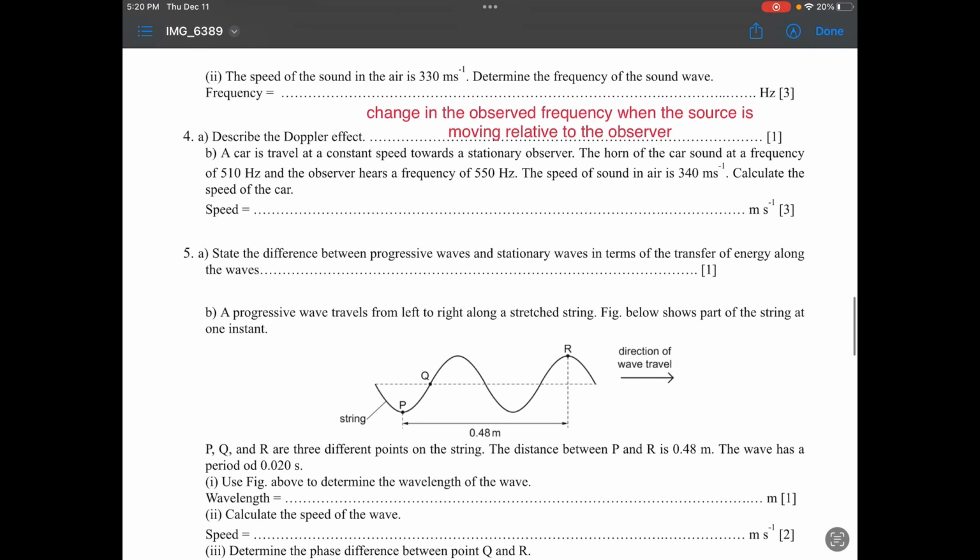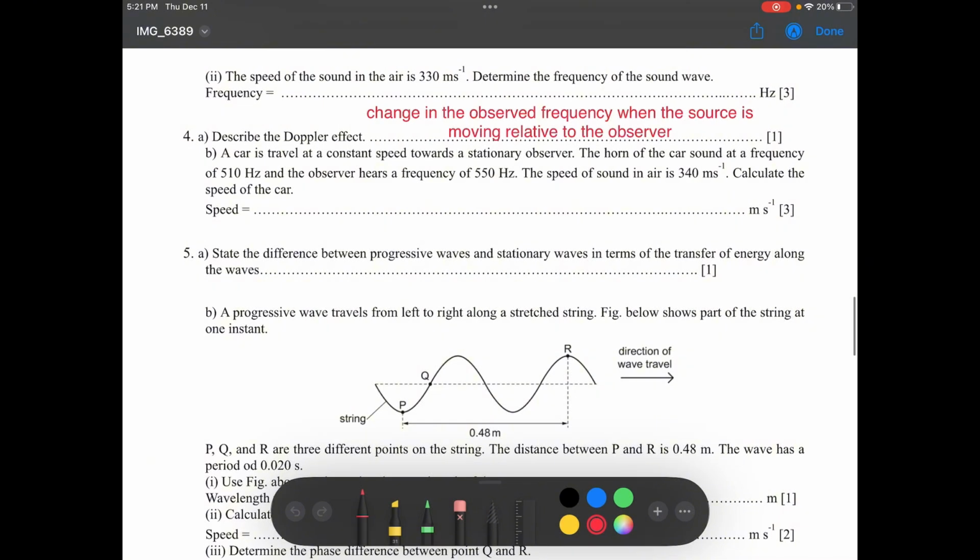observer. B. A car is traveling at a constant speed towards a stationary observer. The horn of the car sounds at a frequency of 510 Hz, and the observer hears a frequency of 550 Hz. The speed of sound in air is 340 meters second minus 1. Calculate the speed of the car.